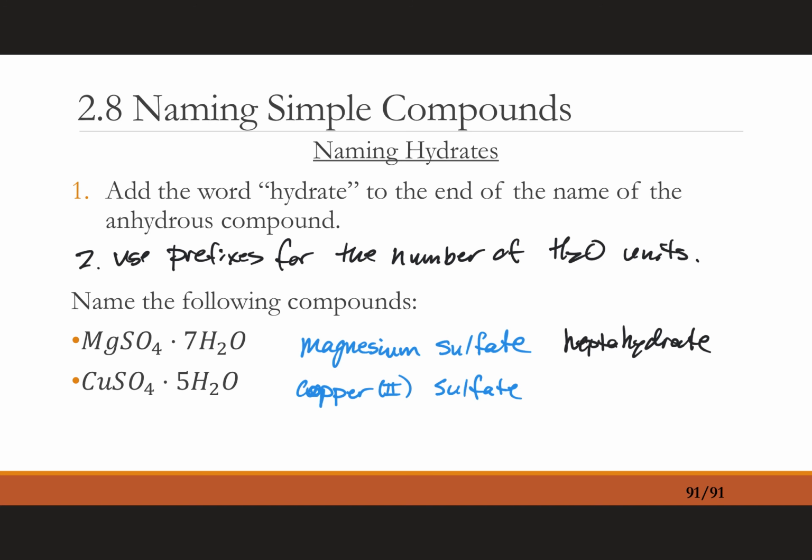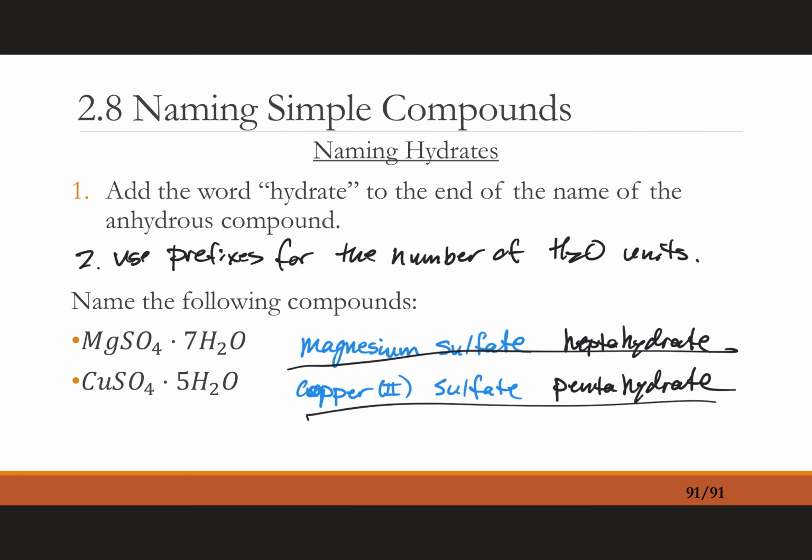And then CuSO4 5H2O would be copper sulfate pentahydrate. That's the full name. This whole thing is the name of MgSO4 7H2O, and that's CuSO4 5H2O. If you heat these up and you get rid of the water, it's just magnesium sulfate and copper 2 sulfate. And those would be anhydrous. All right, that is the end for our chapter 2.